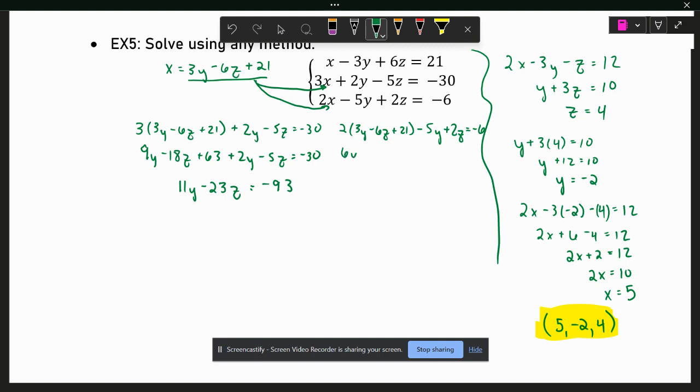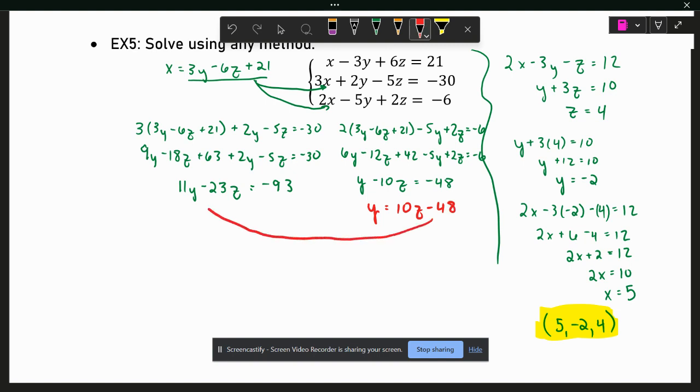And then on this equation, 6y minus 12z plus 42 minus 5y plus 2z equals negative 6. And then I end up with 1y minus 10z equals negative 48. And then I would go so far as to, because this y is by itself, say here that y is equal to 10z minus 48. Because then what we can do is take this here and plug it in for where y is over in this equation to get z alone.